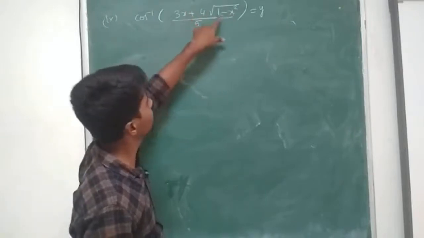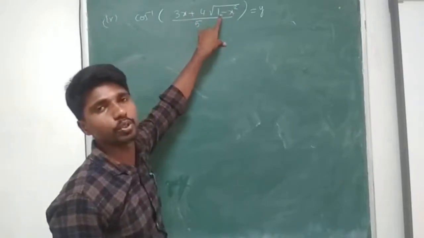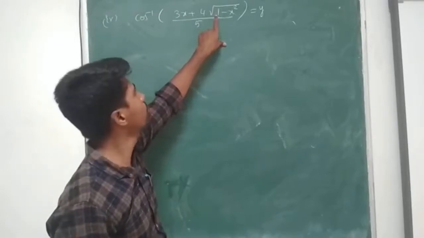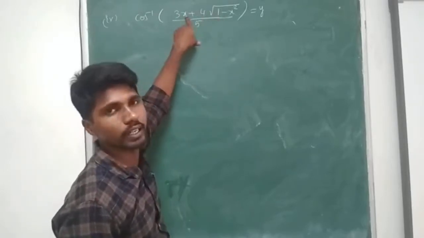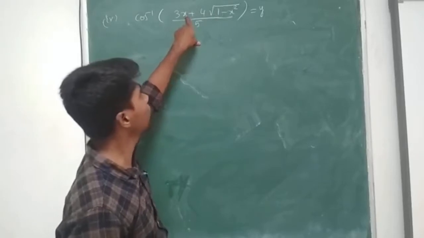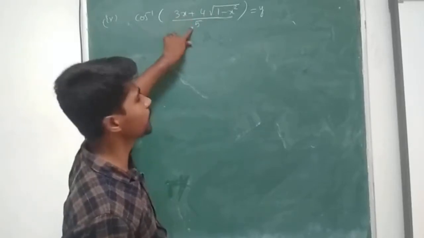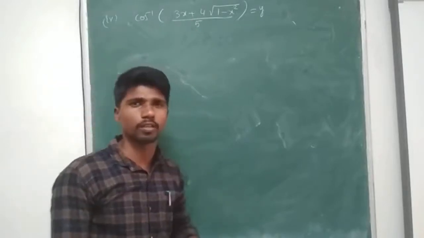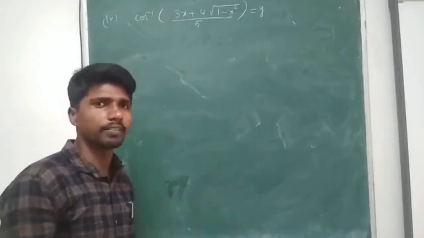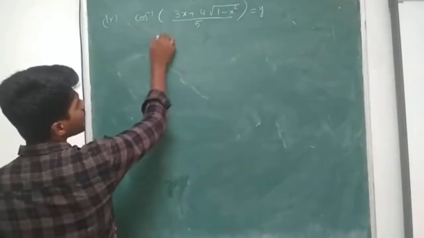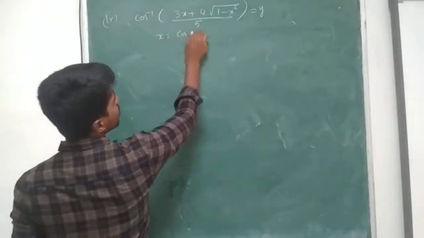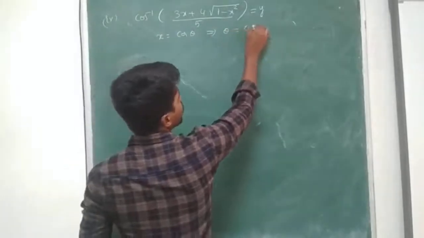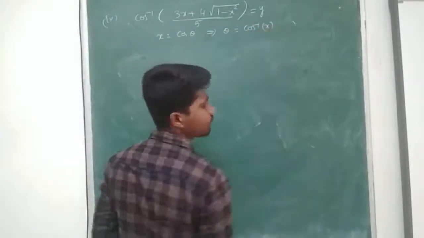So in this particular case, what can we do? We can substitute x as cos theta or sin theta. I prefer x as cos theta. The reason is, if I put cos theta here, I can express this in terms of cos, then I can go for the cos formula. That's why I am using x as cos theta. If x is cos theta, then theta is equal to cos inverse of x.